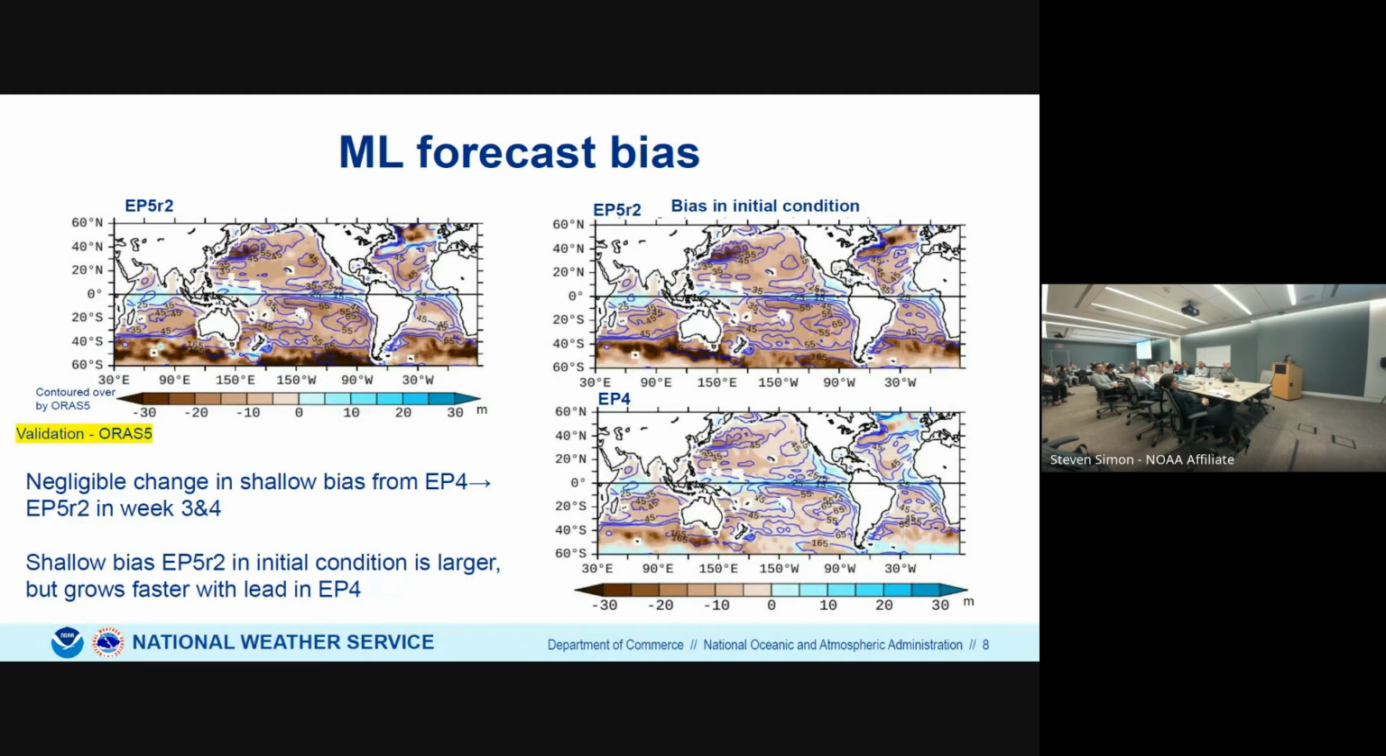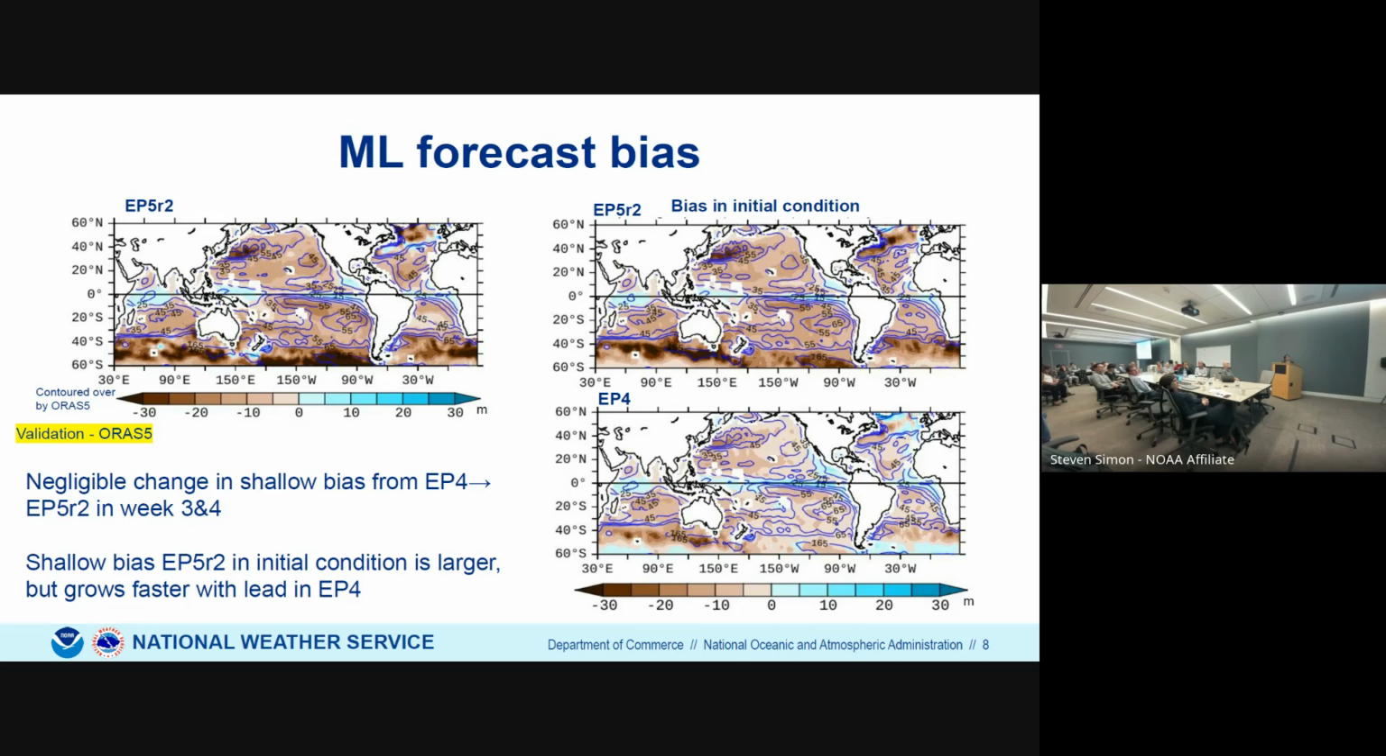So looking at the mixed layer depth forecast biases, this is the forecast bias in EP5R2. Mostly these brownish shadings indicate that we have a shallow bias over the global ocean, with the equatorial and the coastal regions showing a slightly deeper bias. There is negligible change in this shallow bias between EP4 and EP5R2 in week 3 and 4.